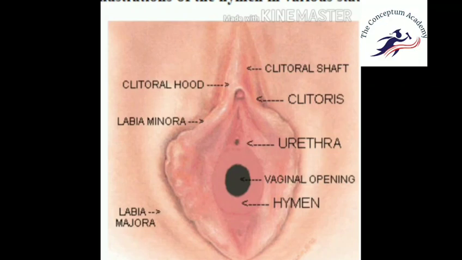According to the structure of the hymen, it is not certain that the hymen will break when coitus or intercourse happens. In fact, the presence or absence of the hymen is not a reliable indicator of virginity or sexual experience.